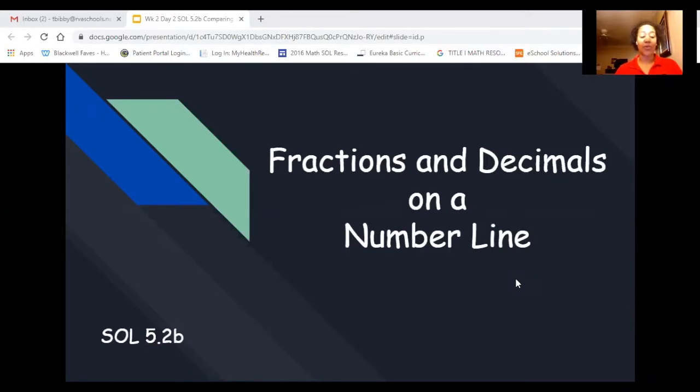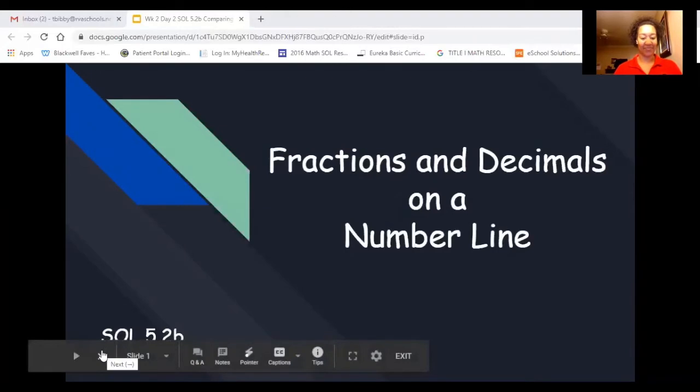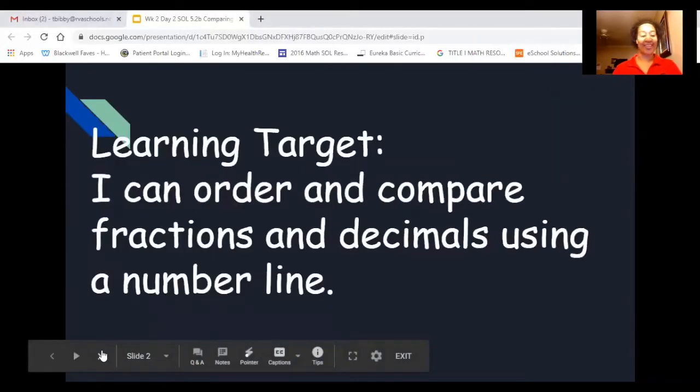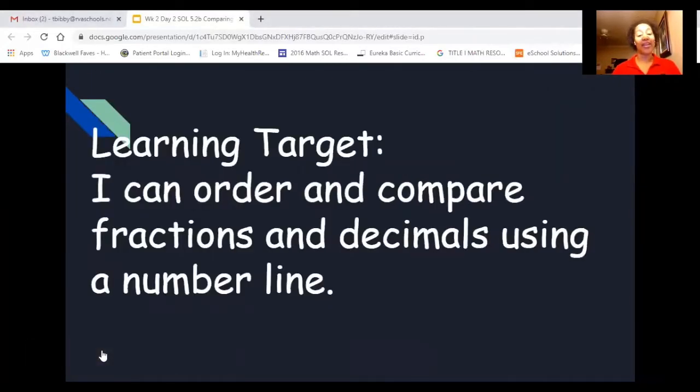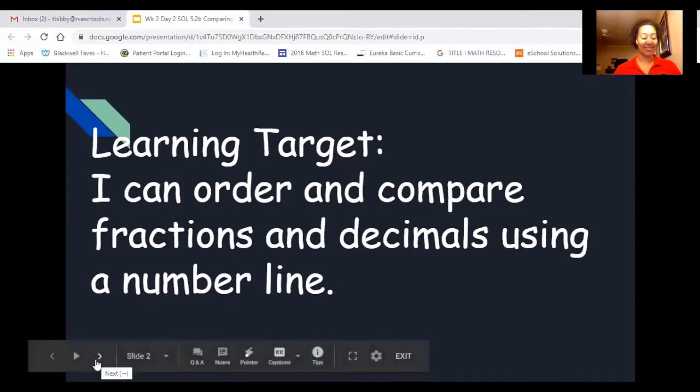I'm going to model how to use a number line with a few numbers. For this lesson, you will only need pencil and paper or a dry erase board and marker. But first, all you need to do is pay attention to me. Now, follow along because it will be your turn to join in with me next. Your learning target for today: I can order and compare fractions and decimals using a number line.